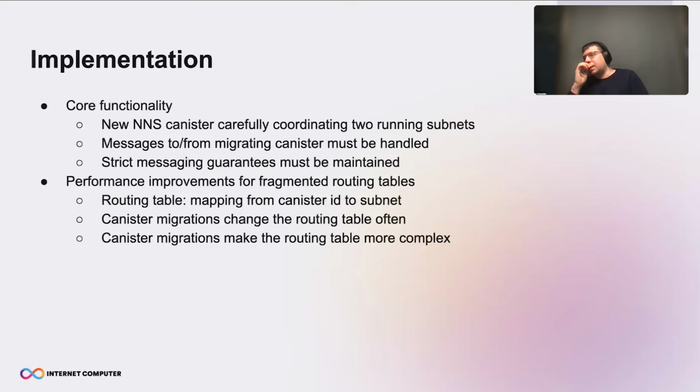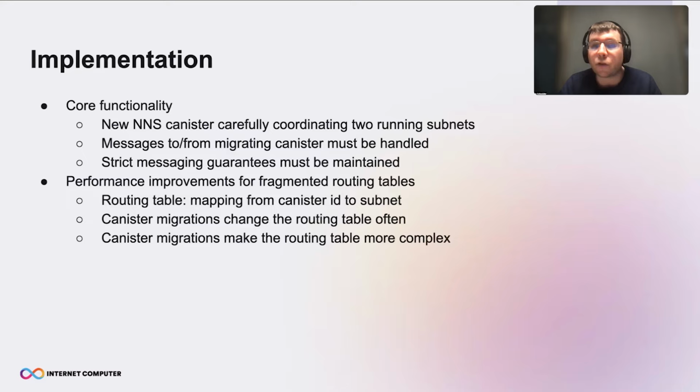Now, in terms of implementation, there were a few parts to it. There is, first of all, the core functionality, the act of migrating a canister ID, which we've implemented with a new NNS canister, which carefully coordinates the two subnets, the old one and the new one. The main challenge there is you have to make sure that all the messages arrive at the right place, both during the migration as well as after the migration, because we do have some guarantees about messages and you cannot violate those. But beyond the core functionality, there was also some performance work that was required.